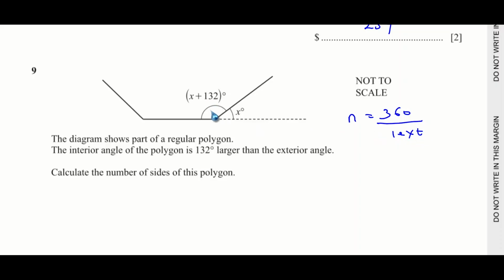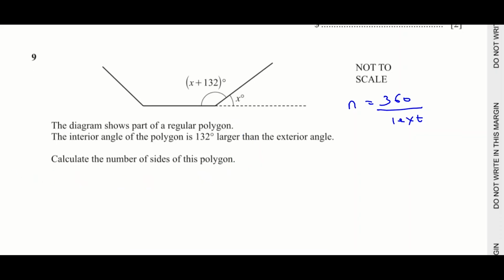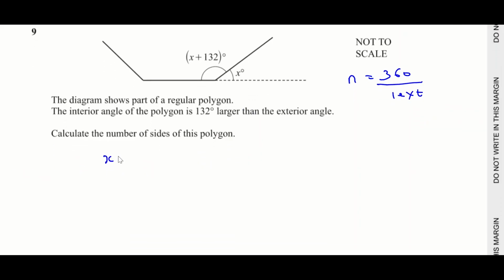Okay, so we know that these two angles are on a straight line, so they should add up to 180 degrees. So I can say x plus 132 add x should be equal to 180 degrees. So this and this add up to 2x, plus 132 equals 180 degrees.